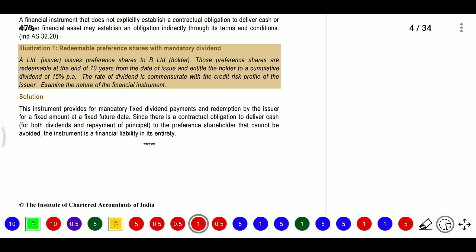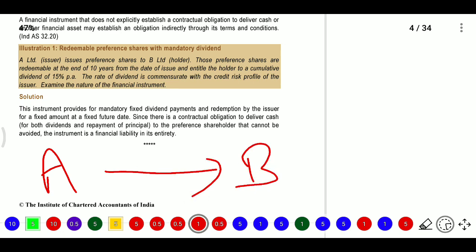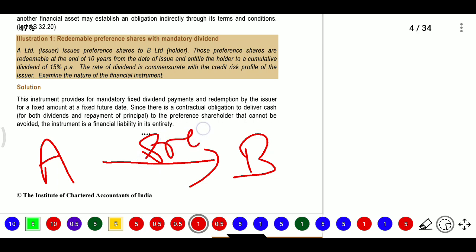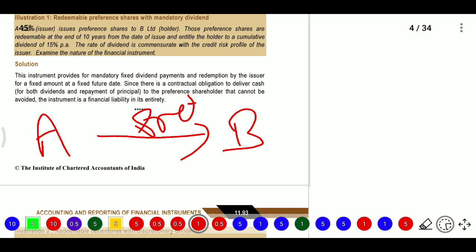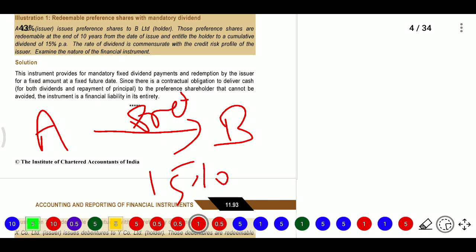One company is there, and the holder is there, and the holder has some preference shares. For 10 years, the preference shares cumulate a 15% dividend, a rate of dividend commensurate with the credit risk profile of the issuer. So examine the nature of the financial instrument, the preference shares, whether it will become equity or a financial liability. They are not paid any dividend up to 10 years, but they are entitled to 15% dividend cumulatively.